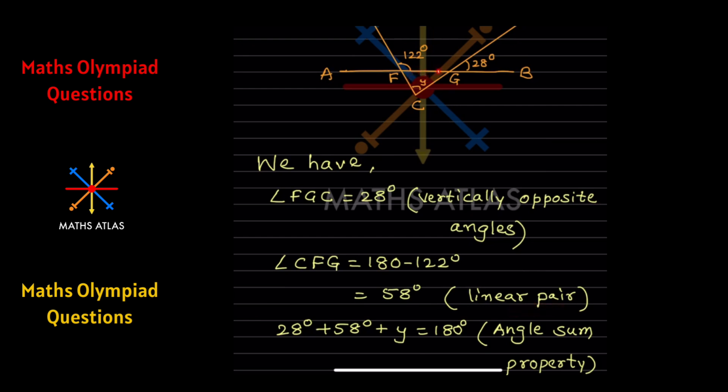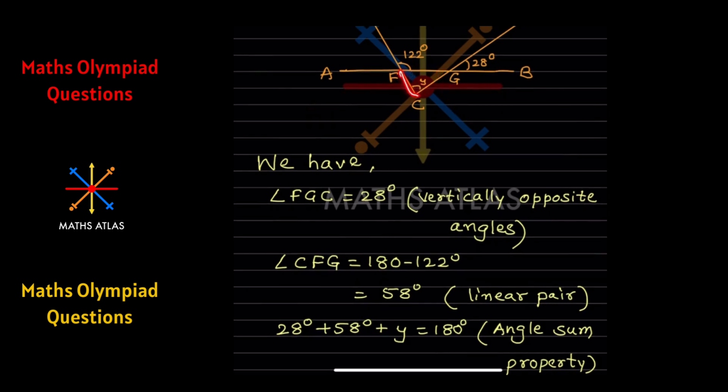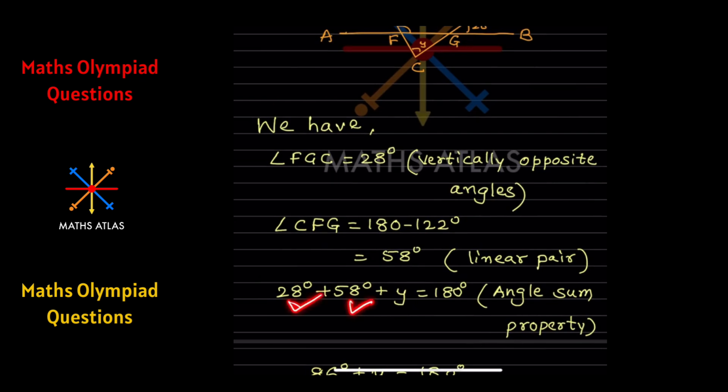So now we got this as 28 and this angle as 58, and we want the value of this, y. So what will you do? You will add all these 3, and that should be 180. That is called the angle sum property. When you add all these 3 angles, it should be 180. So 28 plus 58 plus y is 180. That is the angle sum property.